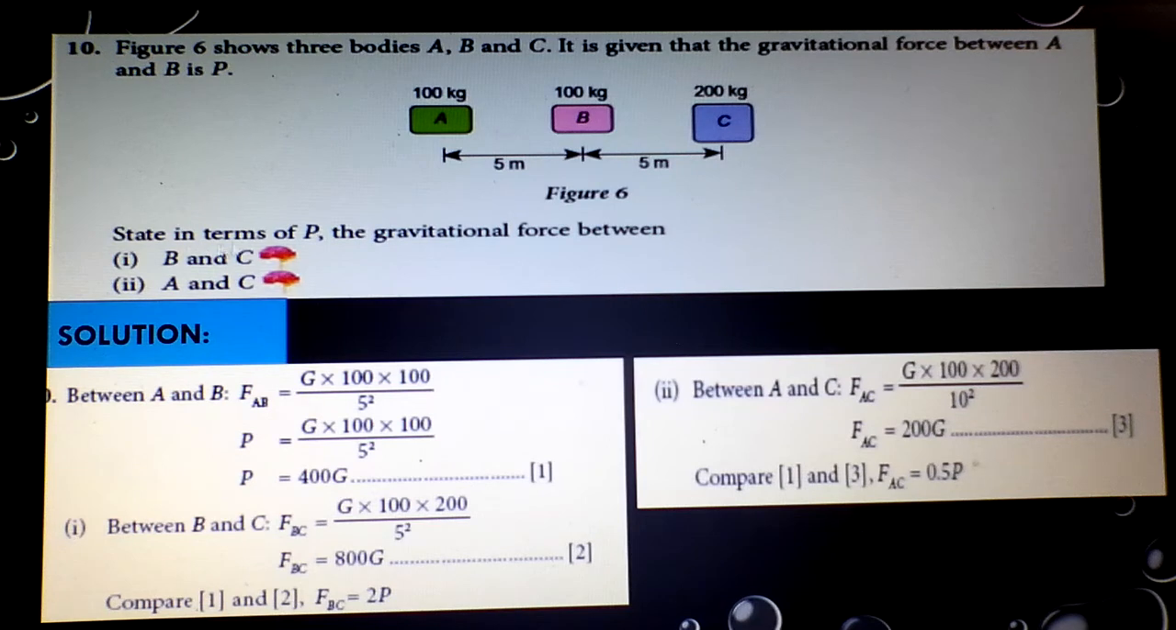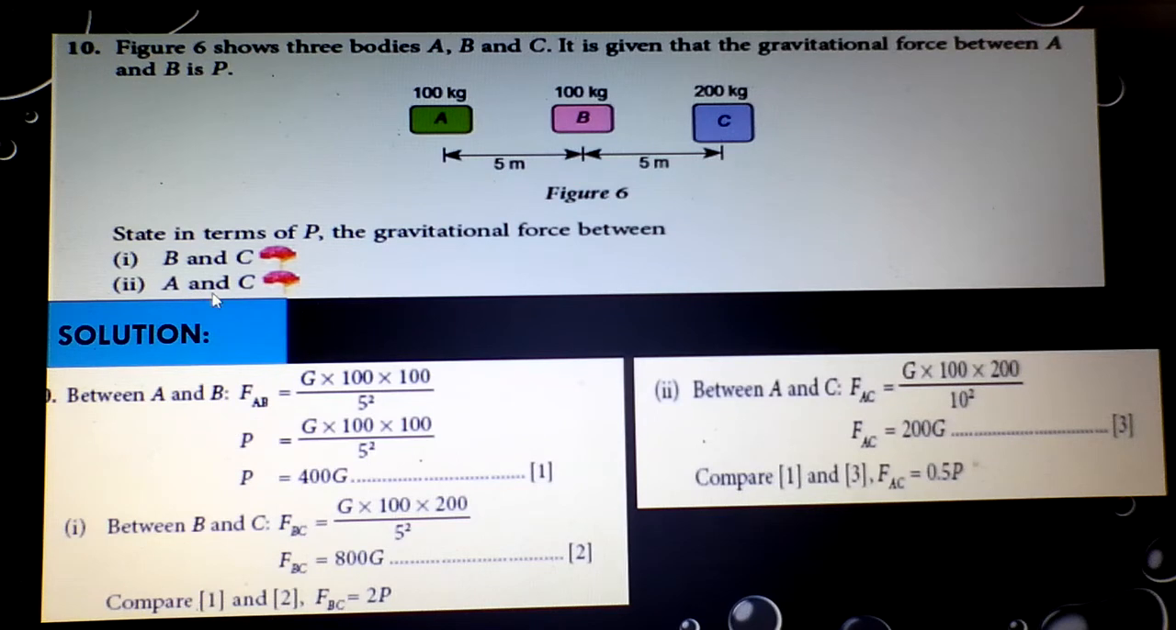Part 1, between B and C. The mass of B is 100, the mass of C is 200. Between B and C, we mark as FBC, equals G, M of B, multiplied by M of C, divided by the distance between B and C, so 5 squared. So we get FBC equals 800 G. Remember, 400 G is equivalent to P. So 800 G is equivalent to 2P. In terms of P, FBC equals 2P.